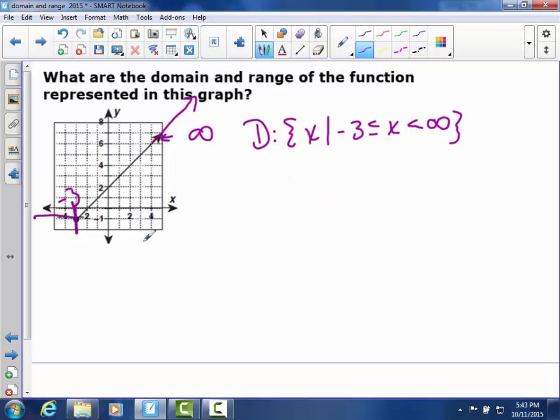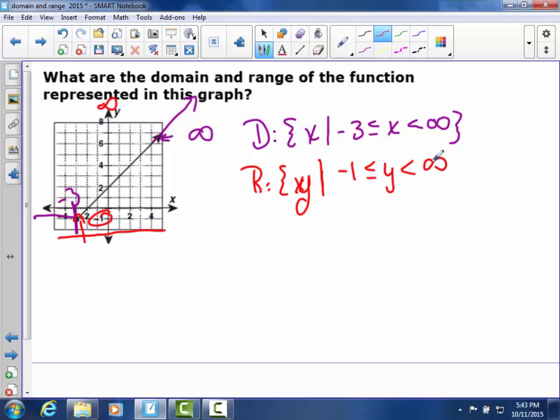All right? So then for our y values, we start at the bottom. Right? We come up from the bottom, and this is the first point we hit, so that's -1. And then we go up, and it's continuing on, so it's going towards infinity. So we would represent that as y. That's the range. Okay, y such that y goes from -1 and then approaches infinity. And again, we don't put the equal sign under these because it's never going to quite reach infinity.